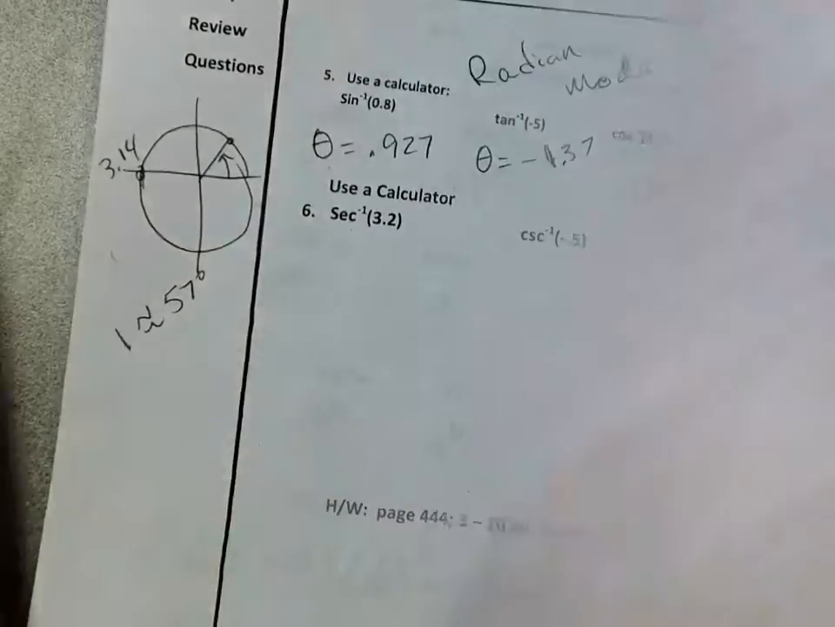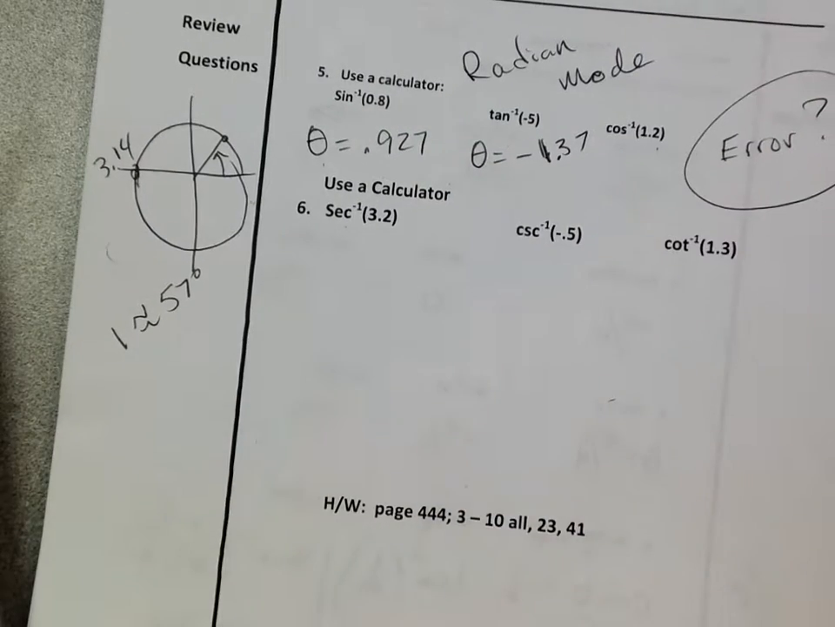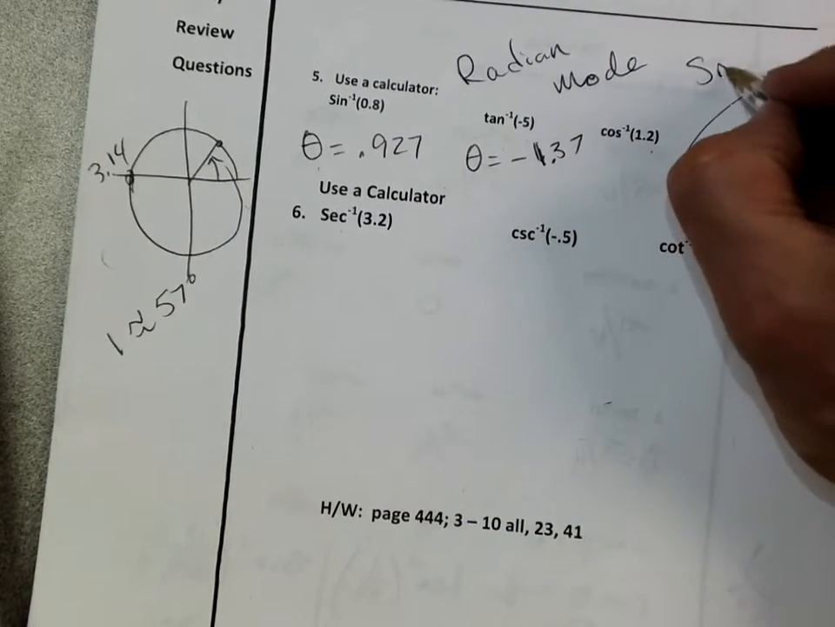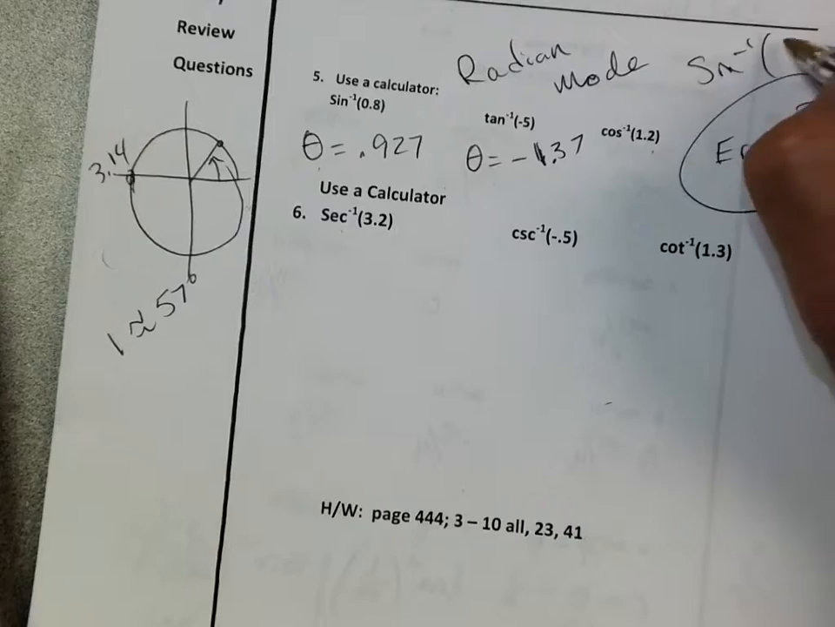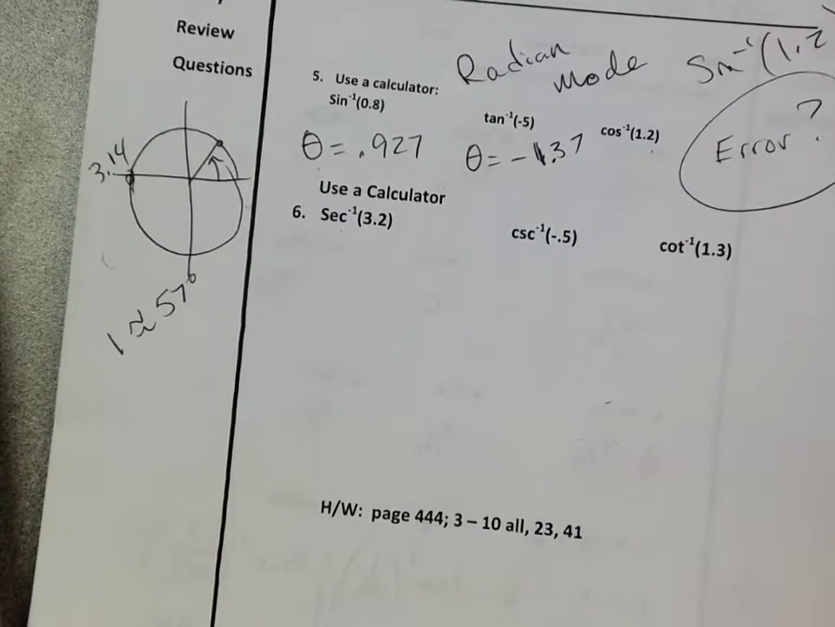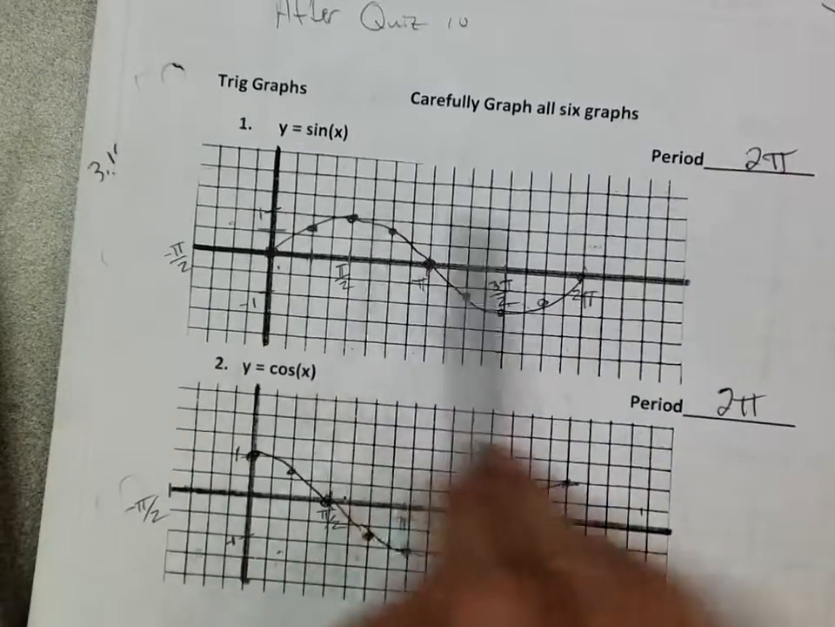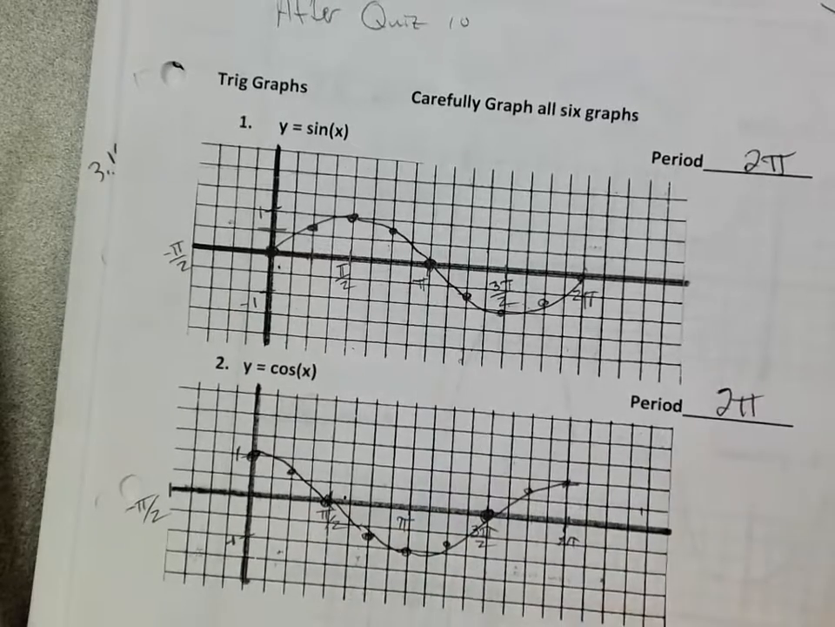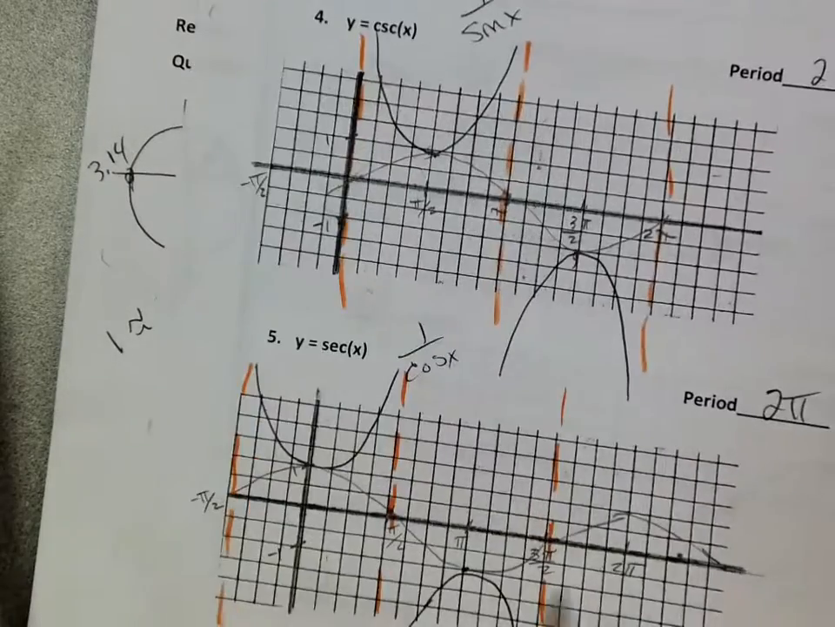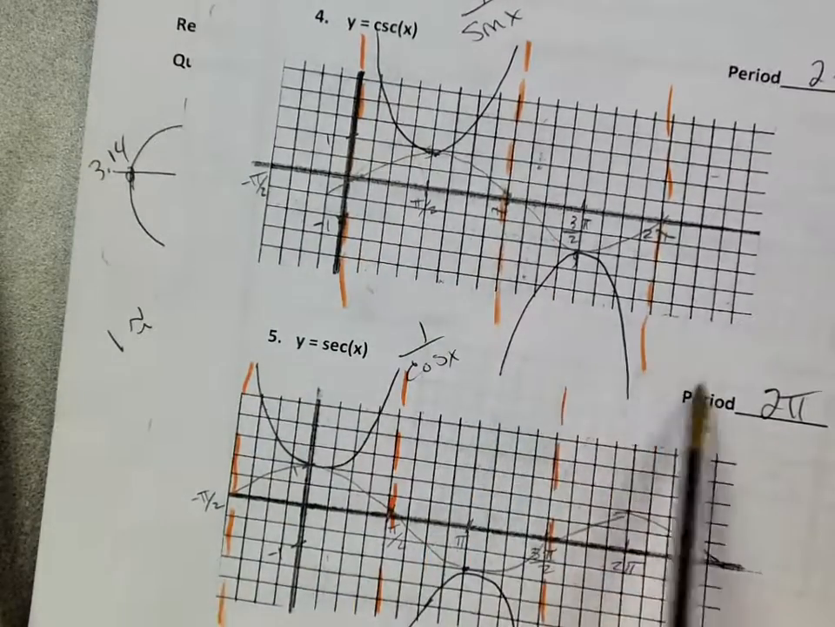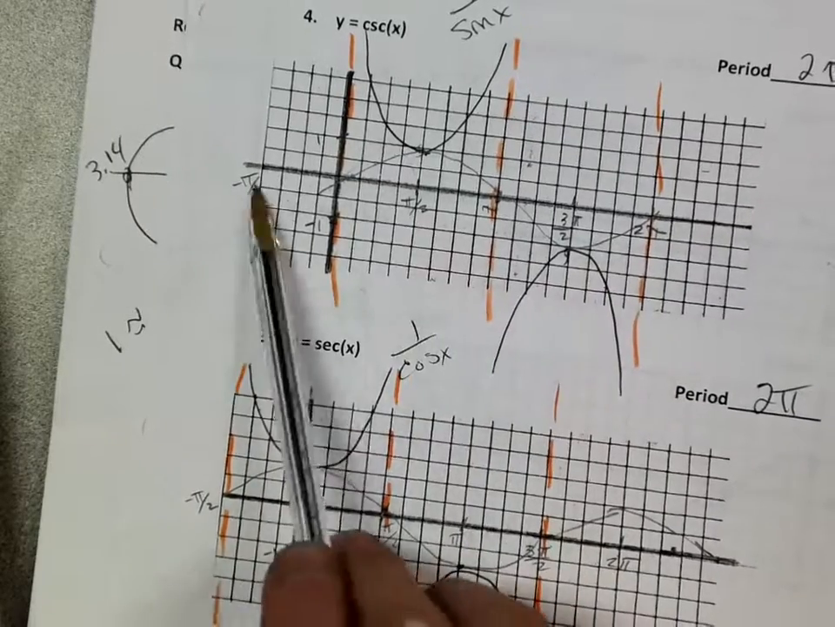All right, so error. What about sine? Can you ever do a sine inverse of 1.2? Take the sine. Can you do that, 1.2? No, you can't. You want to see something really weird? Check these out. Cosecant and secant can never have a fraction.